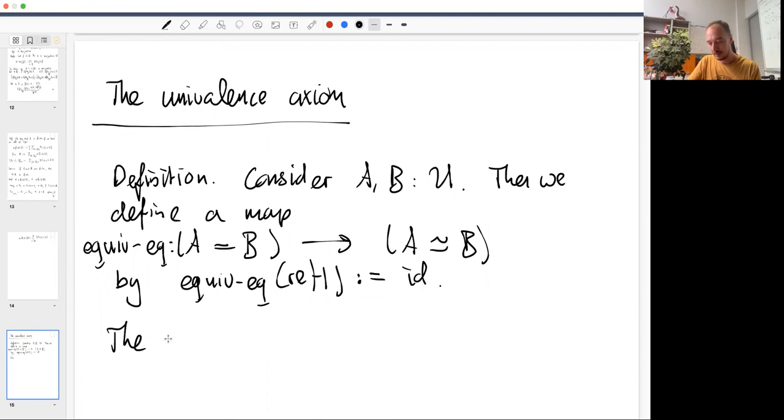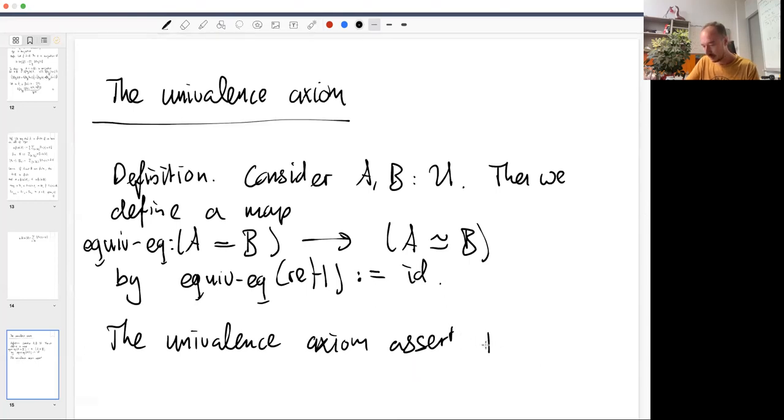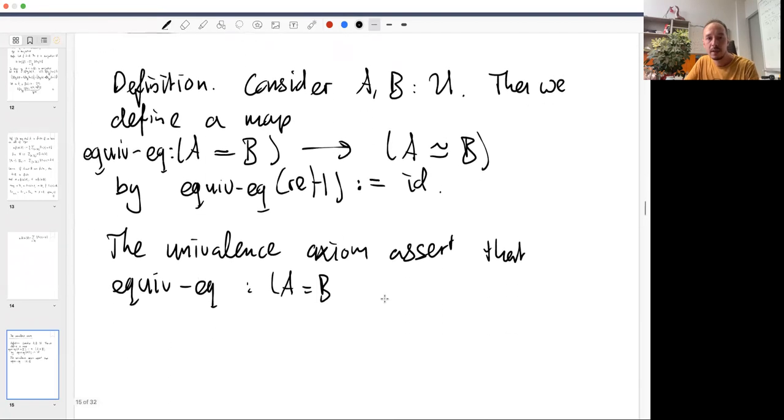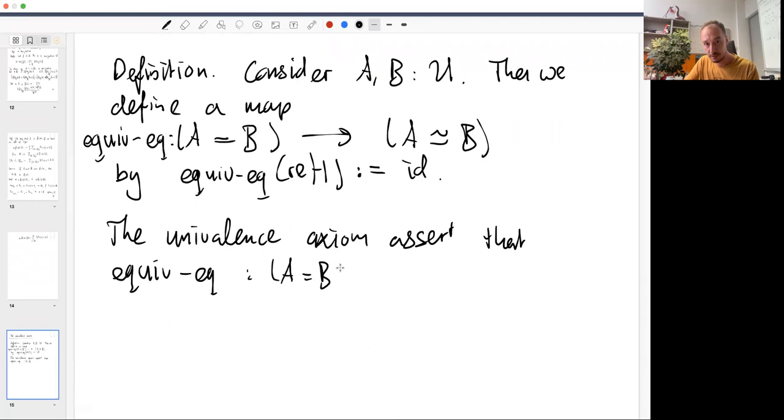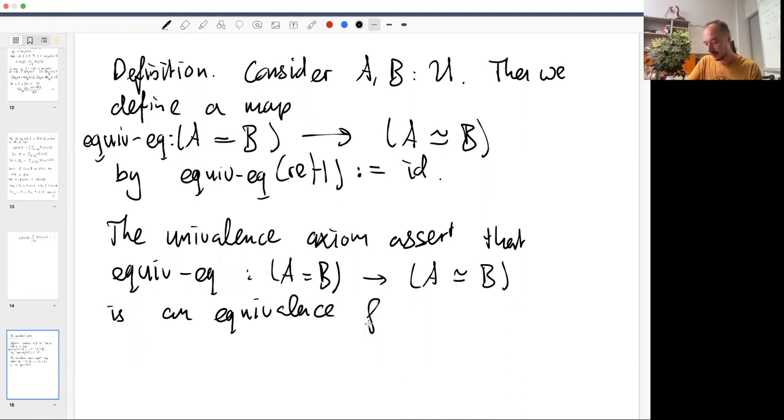The univalence axiom asserts that the map equiv-eq from A equals B to A equivalent B is an equivalence for all A, B in U.